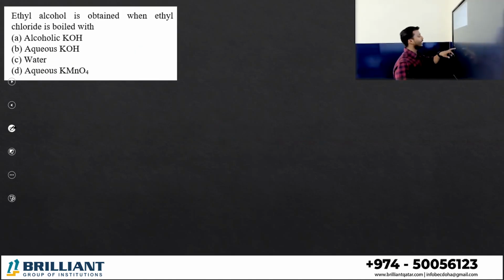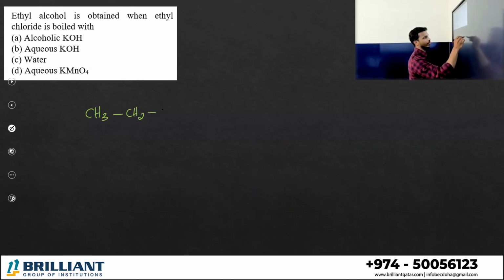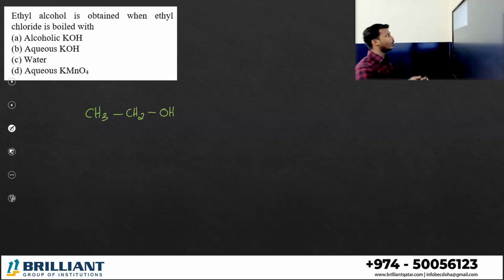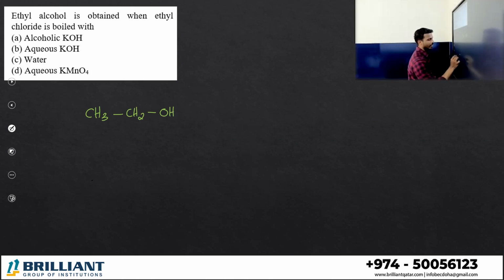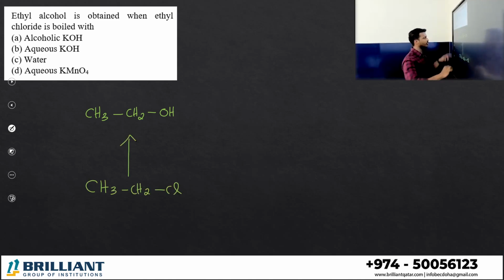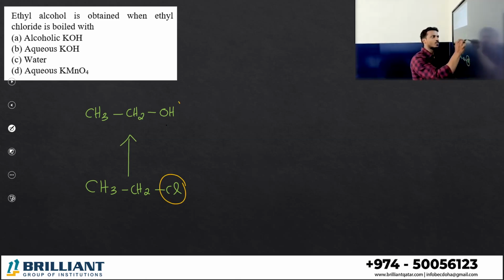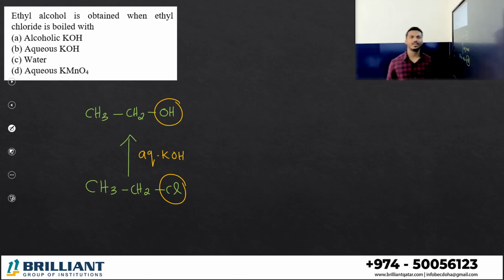Next one. Ethyl alcohol. What is ethyl alcohol? CH3, CH2, OH. Ethyl alcohol is obtained when ethyl chloride is boiled with which compound? Ethyl chloride is the starting material. From this compound, we want to prepare ethyl alcohol. What is the normal reagent we are using? If you want to remove chlorine, if you want to substitute the OH group, what are we using? Aqueous KOH. Correct. Nucleophilic substitution. Cl is removed, OH nucleophile substitutes. Aqueous KOH is the one.